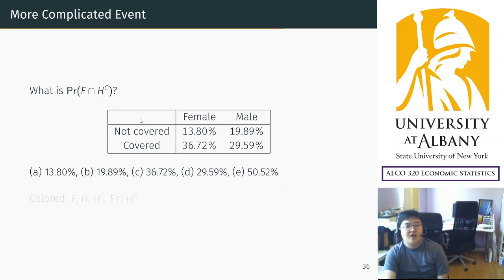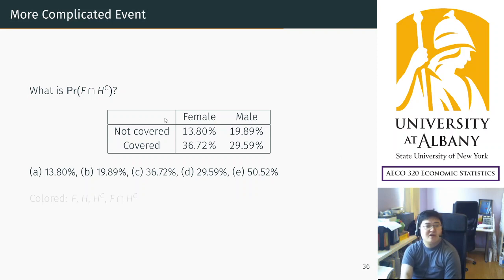For example, think about this event. I defined a new event using intersection and complement. Can you calculate this probability? I will stop the video here, and I want you to try this question more seriously. It may be a little bit difficult for some of you, so please try this.